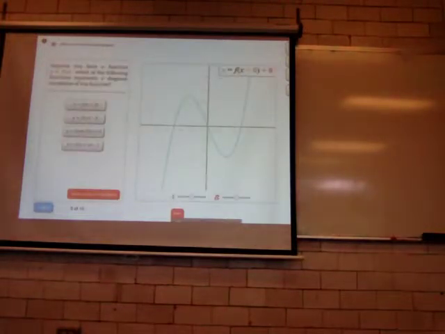Okay, so now you know how to translate a function horizontally, and you know how to translate a function vertically. How can you translate a function diagonally? Which of these functions is a diagonal translation?